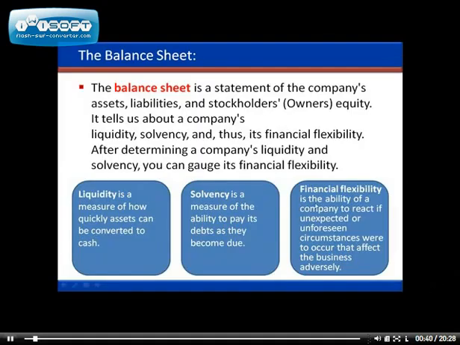Alright, let's take a look at the balance sheet. The balance sheet is a statement of the company's assets, liabilities, and stockholders' equity. And it tells us about a company's liquidity, their solvency, and after you evaluate the liquidity and solvency, you can determine if it's a financially flexible company.